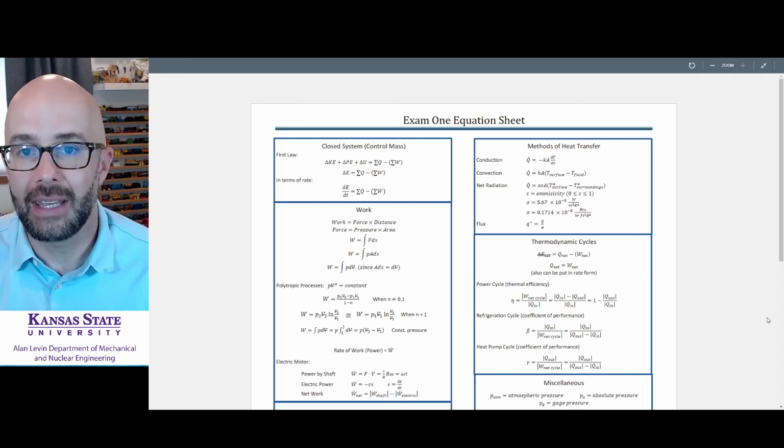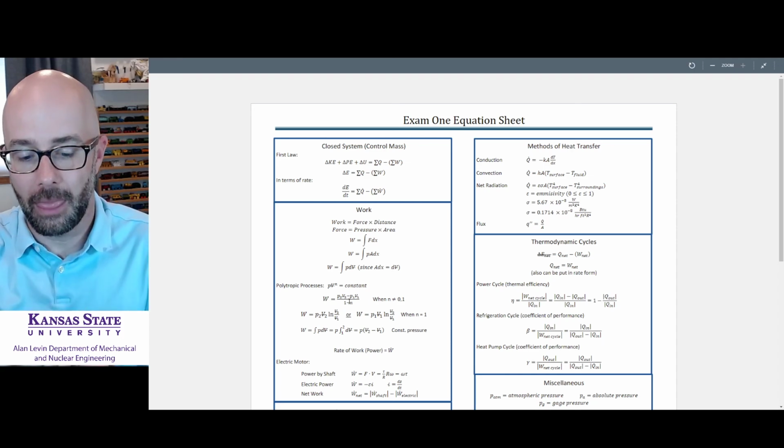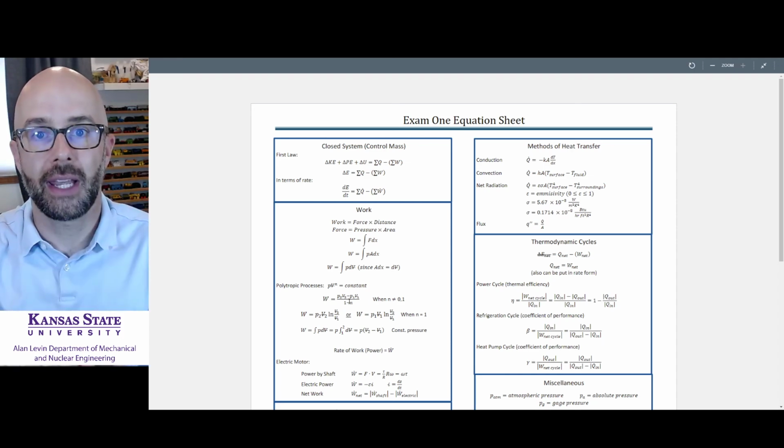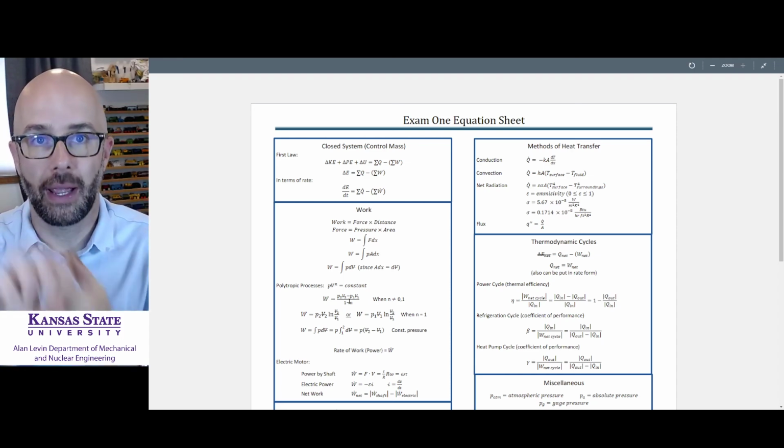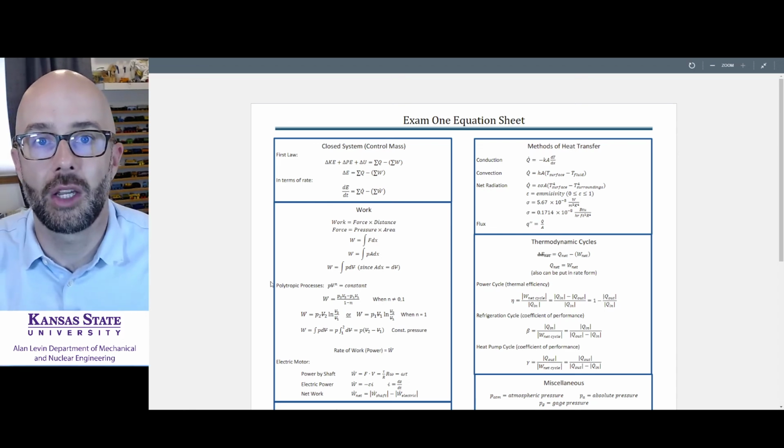Okay, so that is the equation sheet that I would ask you to look at. So first things, study guide and equation sheet. Okay, we get done with that, then I'll go to the next thing that you need to work on.